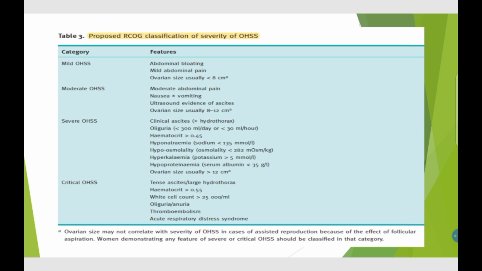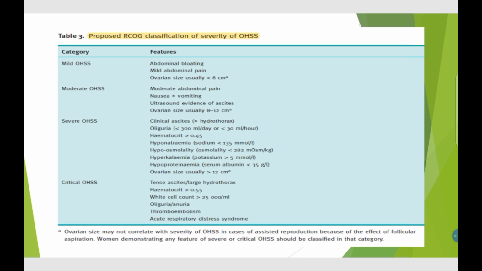And this particular table suggests the classification of severity of OHSS, and it is categorized into 4 stages: mild OHSS, moderate OHSS, severe OHSS, and critical OHSS. Again, here there can be MCQ or EMQ, and in the scenario, the clinical presentation will be given, and we have to classify the patient into mild, moderate, severe, or critical. Here, we can remember this by differentiating mild from moderate and severe from critical.